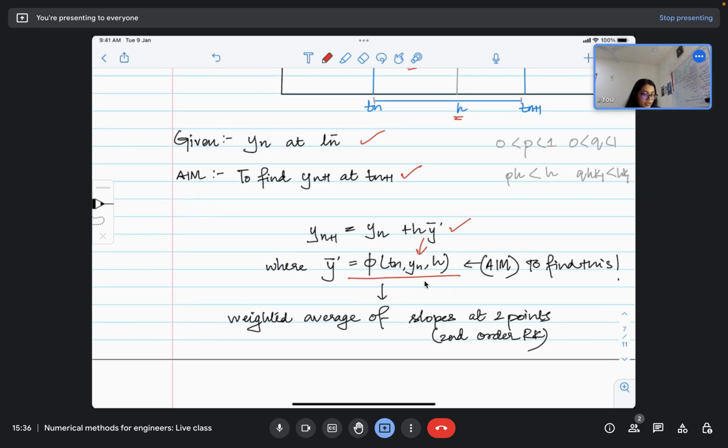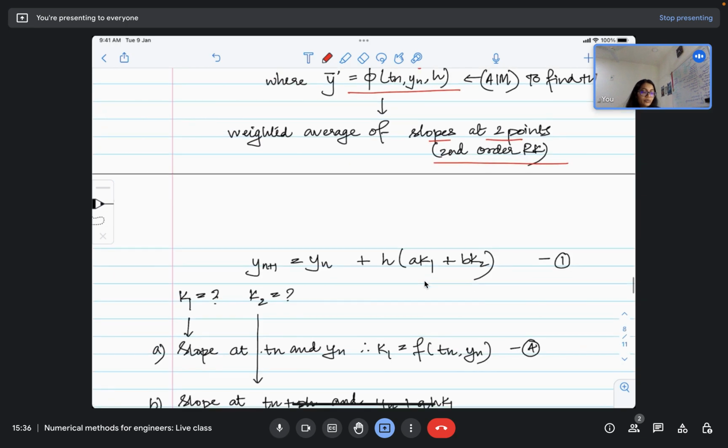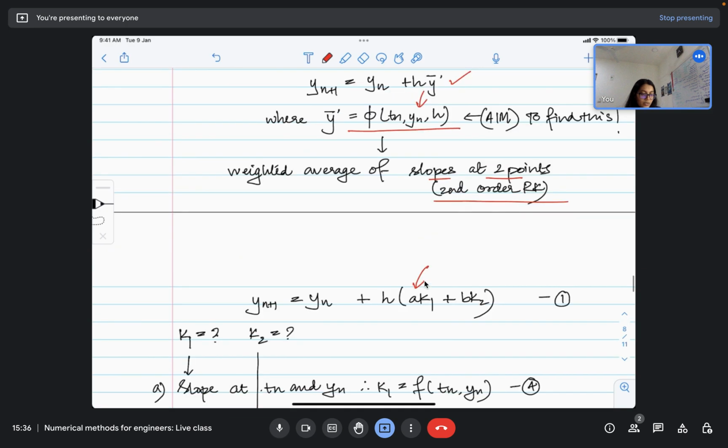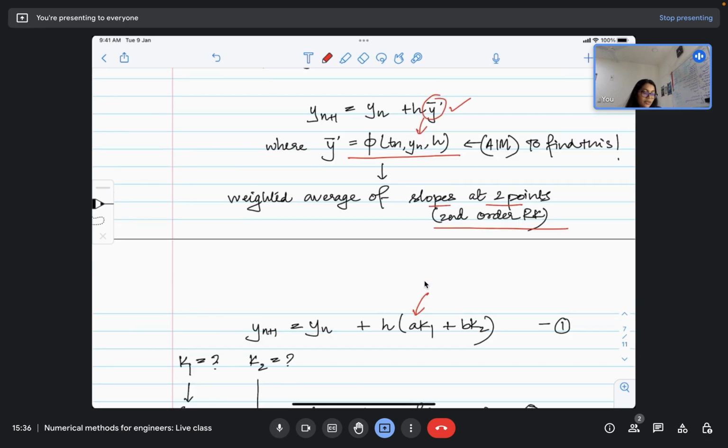Since we are finding the weighted average of the slopes at 2 points, this is known as the second order RK method. Now, since it is a weighted average of the 2 points, we can rewrite this expression as h times (a k1 plus b k2), where a and b are the weights being multiplied, and k1 and k2 are the values of the slope at those 2 points.